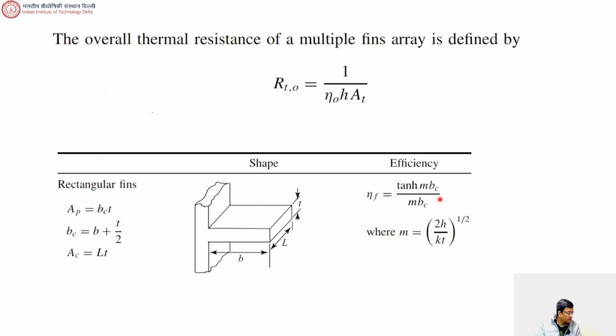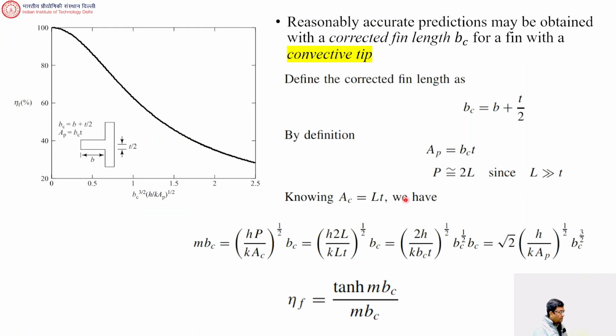So this we are not going into in great detail, but these things can be proved. In any undergraduate book, you will find this discussion also regarding the correction. So if you have a convective tip, we say BC is B plus T by 2. And MBC can be shown to be something like this. And eta F, single fin efficiency, is, as I told you, this quantity.